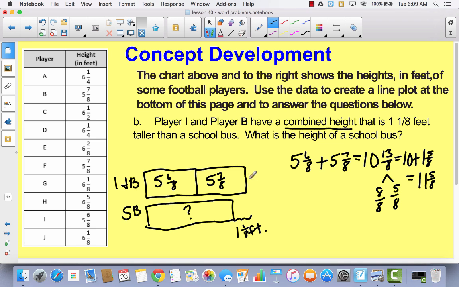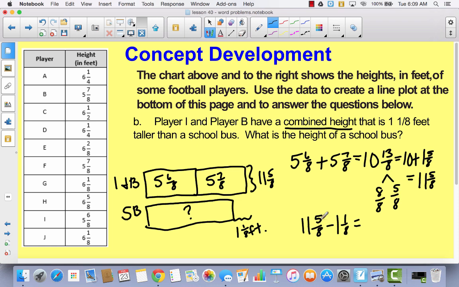So I'm just going to come over here and I'm going to do like this. 11 and 5/8. So now I'm trying to figure out what this is. What am I going to do with this 1 and 1/8? Am I going to add them? Well, if I add them, am I going to get a number that is smaller because this is smaller? No, I'm going to get a number that's bigger. So I want to subtract. So I'm going to take 11 and 5/8 minus 1 and 1/8.